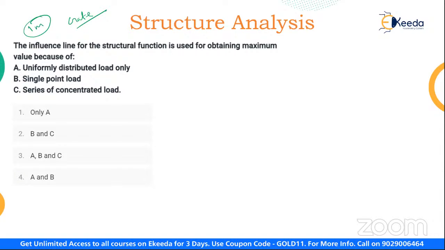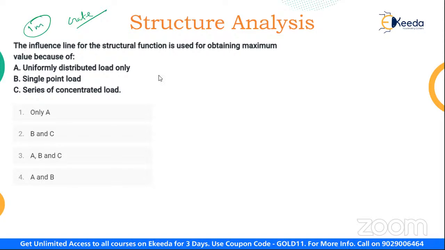Okay, the question says the influence line for the structural function is used for obtaining maximum value because of: first one is uniformly distributed load only, single point load, series of concentrated load. So anybody would like to tell me what will be the correct option for this one? Any answers? I'm waiting for you guys.